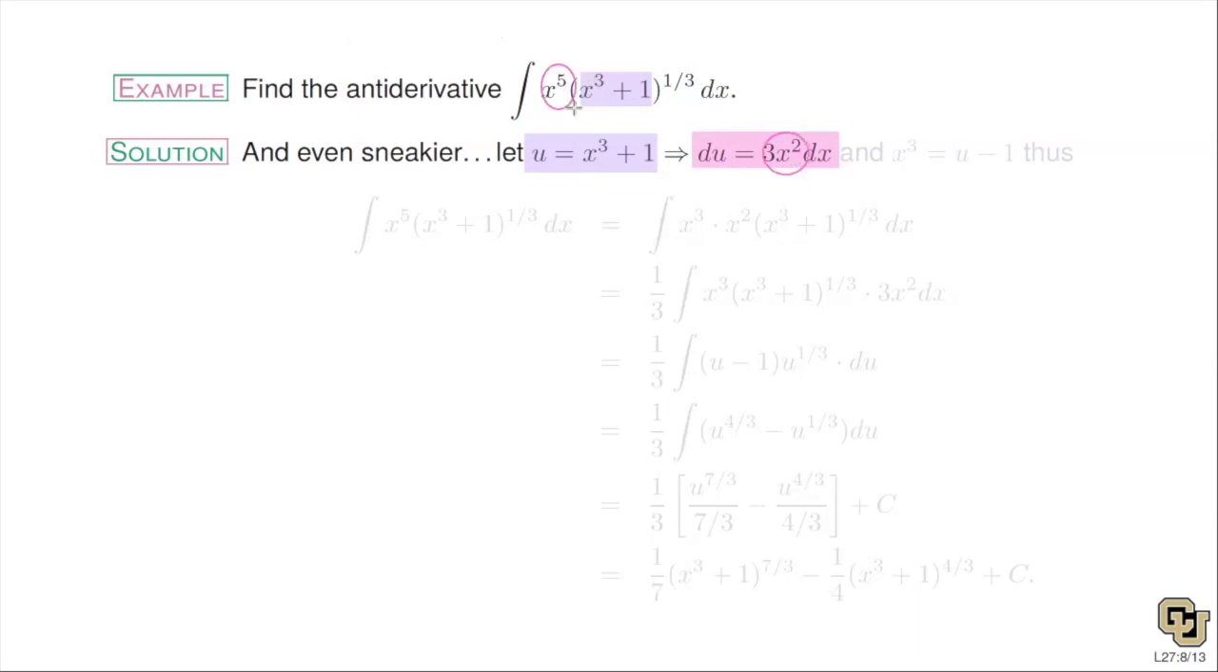Here I have an x to the 5th. So how do I fix that? Well, we know x to the 5th. I could write x to the 5th as x cubed times x squared. And then I have the x squared. Then this x squared right here and the dx would become my du. And that's great. That's progress.